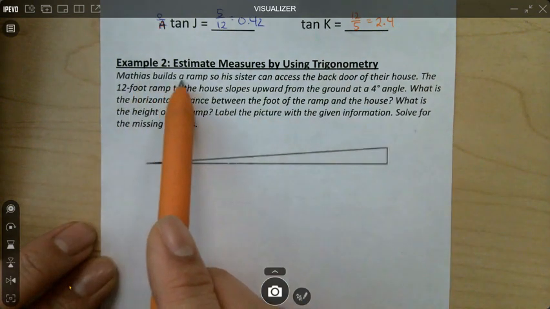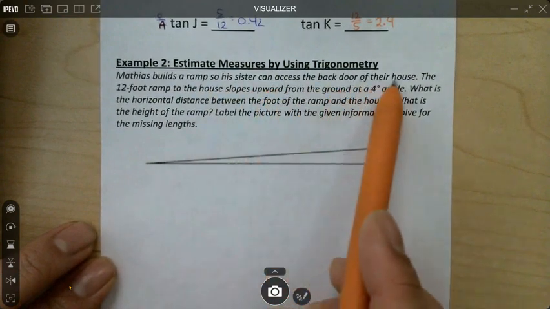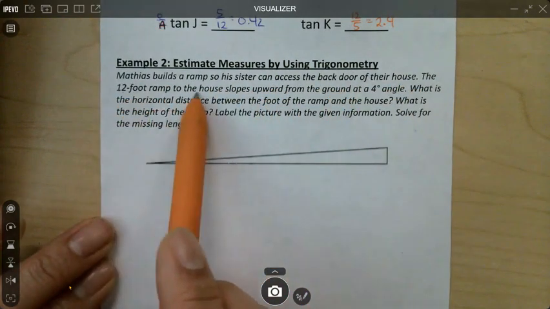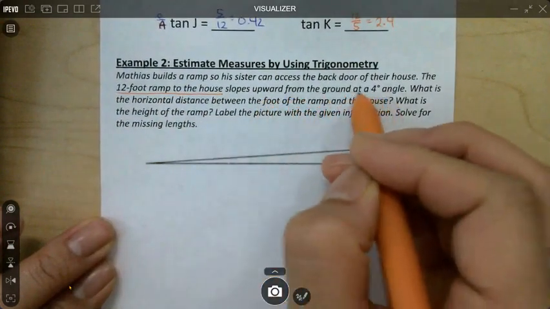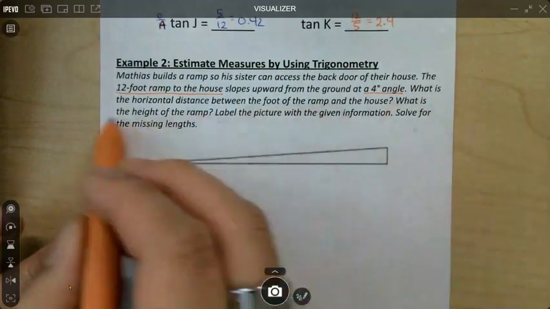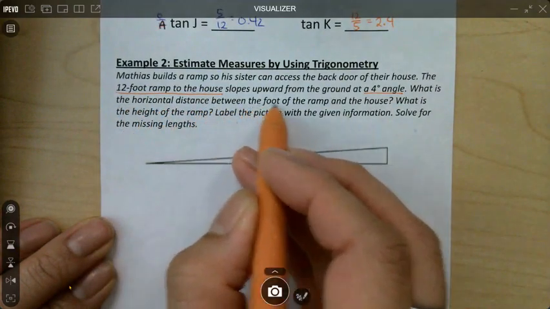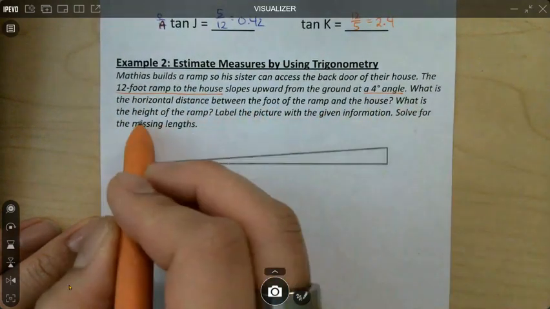So it says, Matthias builds a ramp so his sister can access the back door of their house. The 12-foot ramp to the house slopes upward from the ground at a 4-degree angle. What is the horizontal distance between the foot of the ramp and the house? And what is the height of the ramp?